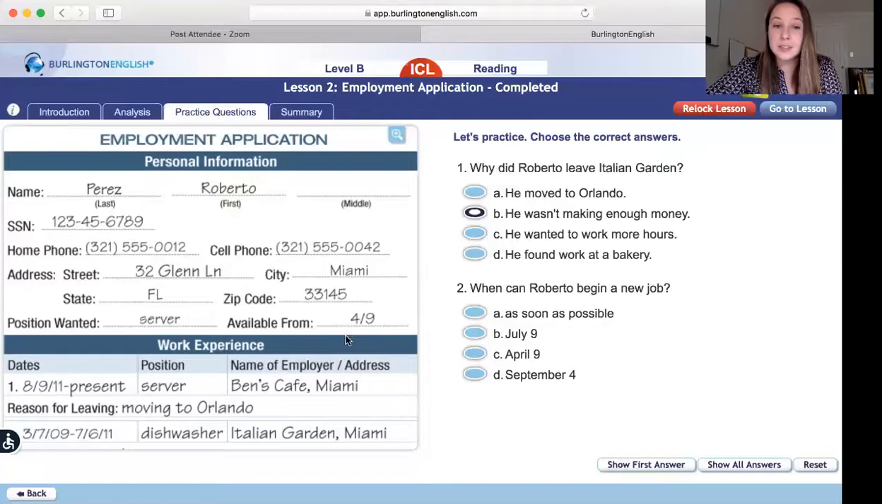So let's look at this. It says 4/9. So it's important to remember that in American dates, the date is written month, day, year, and this one does not have a year, so it is month and day. So what is the 4th month? We have January, February, March, April. April is the 4th month, and then it is the 9th day of the month. So April 9th.